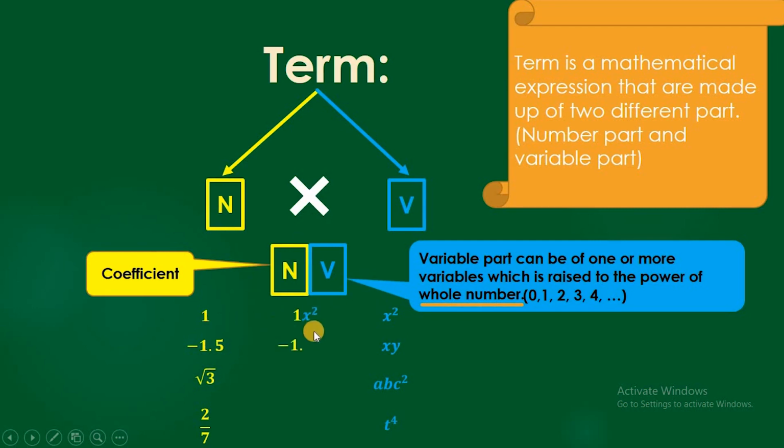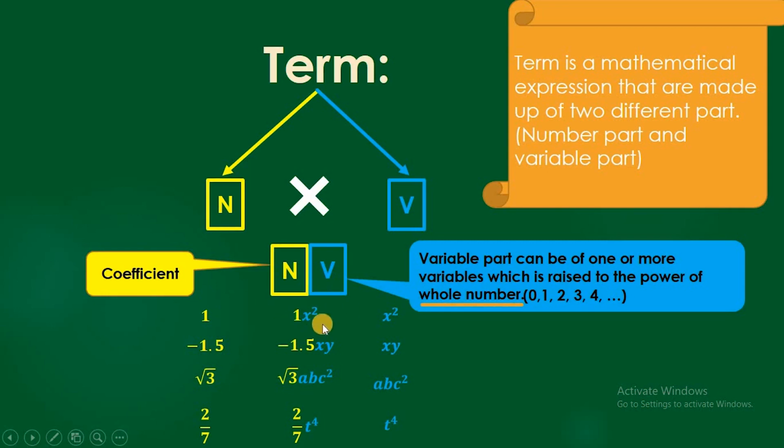So this can be written as 1x square and minus 1.5xy, root 3 abc square, 2 by 7 t raised to the power 4. Now this is a term, this is a term, and this is a term, and this is also a term. Each one is a term. Now why is it a term? Because here the variable part is raised to the power of 2 and 2 is a whole number.